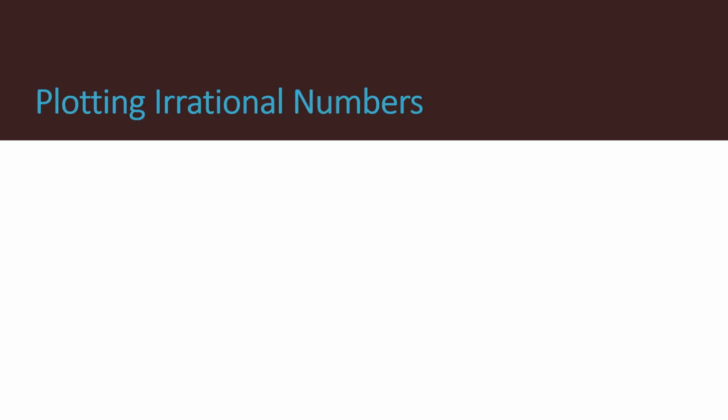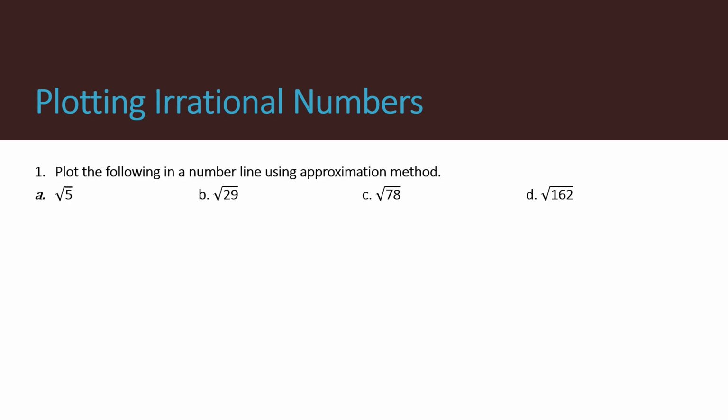Now that we already know how to approximate the value of an irrational number, we can now plot them on a number line. So we have here an example. We have letter A, square root of 5; B, square root of 29; C, square root of 78; D, square root of 162. Let us show a quick solution for this one. So the square root of 5 is between the square root of 4 and the square root of 9.